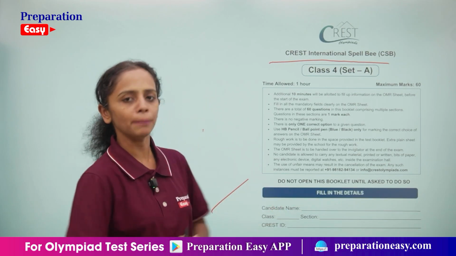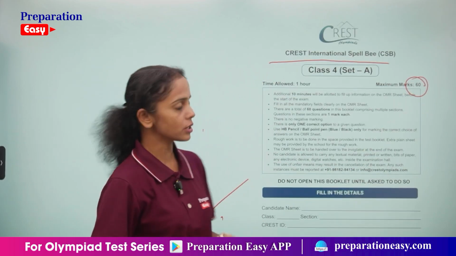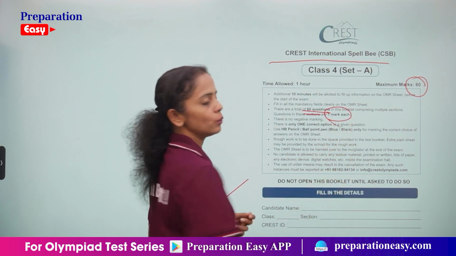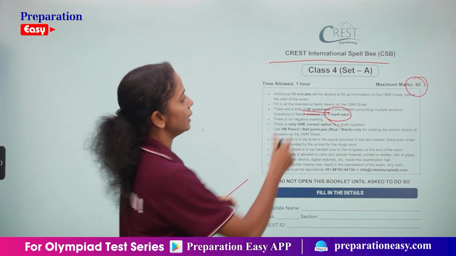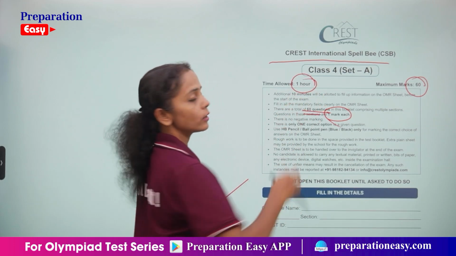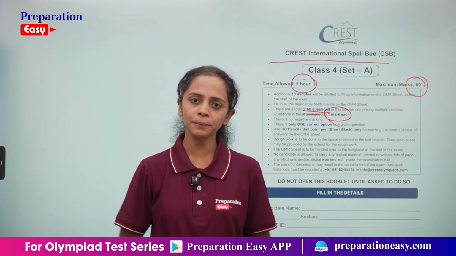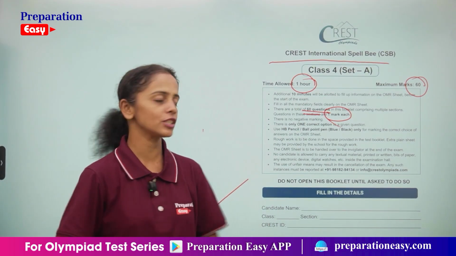The maximum marks is 60 marks. It's totally 60 marks. You're going to have 60 questions. Each question will be for 1 mark. Next, the time is going to be 1 hour. You're going to get only 1 hour to solve the 60 questions. Is it possible? Yes, it's possible with the tricks and tips of Preparation Easy.